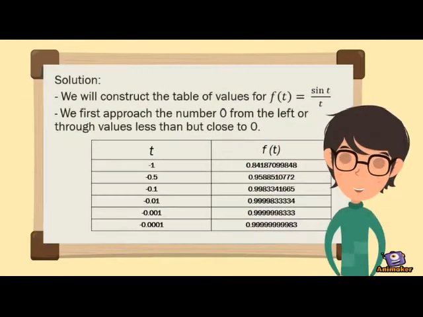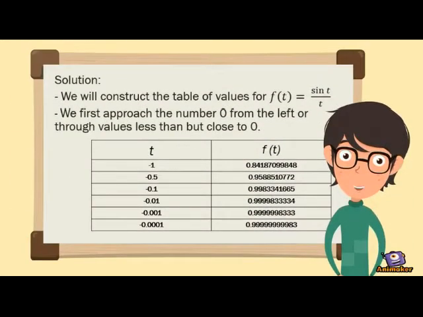As we evaluate the first special function, which is f of t equals sine t over t, we must first construct a table of values from the left hand and assign values that are close to 0 but less than it. So negative 1, negative 0.1, negative 0.5, and so on. There are 5 values there and 5 answers.